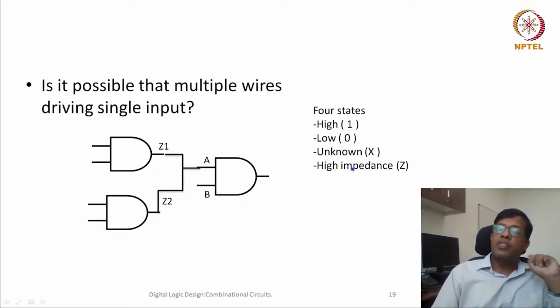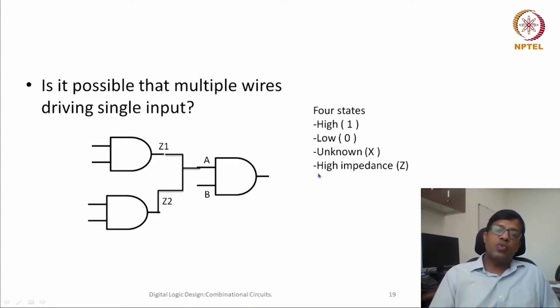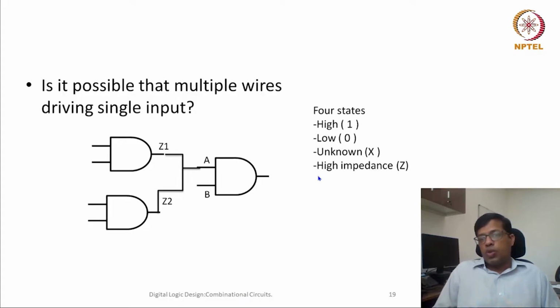So if real circuits will have these four states, then that means in our digital circuit also we have to take these four states into account. We have to see what would happen when any of these states will trigger. Why are we focusing only on 0 and 1? And why should we call these circuits binary circuits or digital circuits?